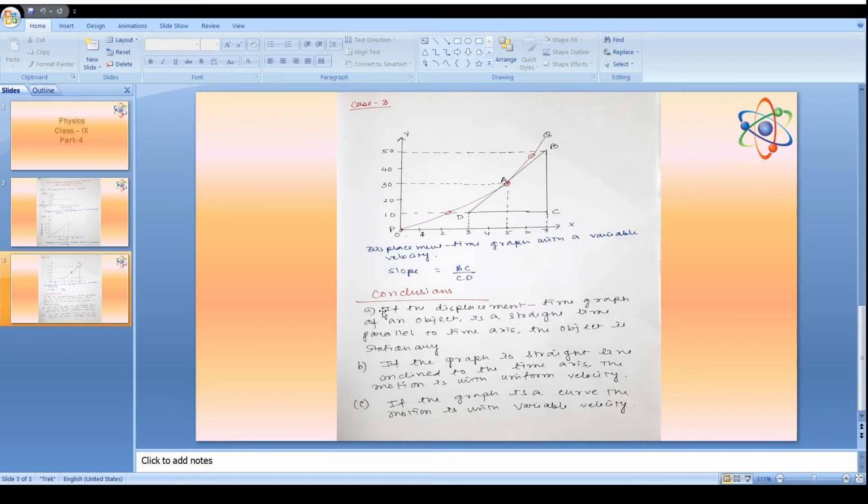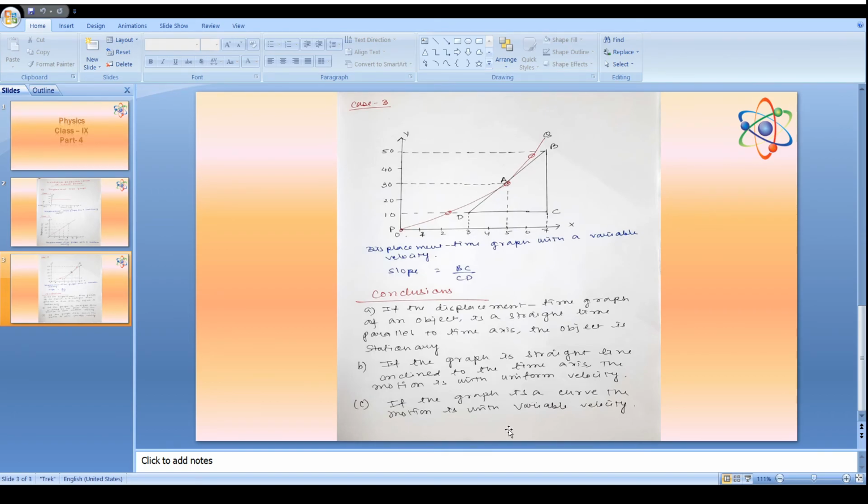So what will be the conclusions? If the displacement time graph of an object is a straight line parallel to the time axis, the object is stationary. If the graph is a straight line inclined to the time axis, the motion is with uniform velocity, and if the graph is a curve, the motion is with variable velocity. So these conclusions we can take from this graph.